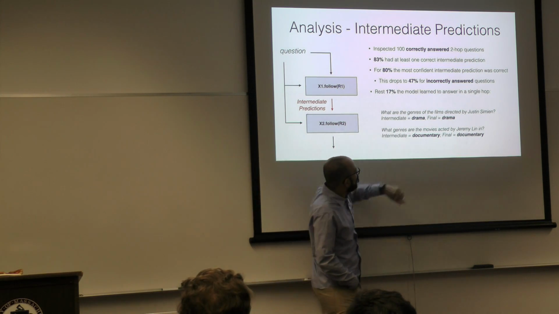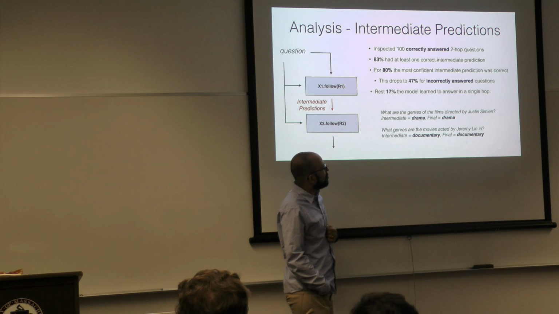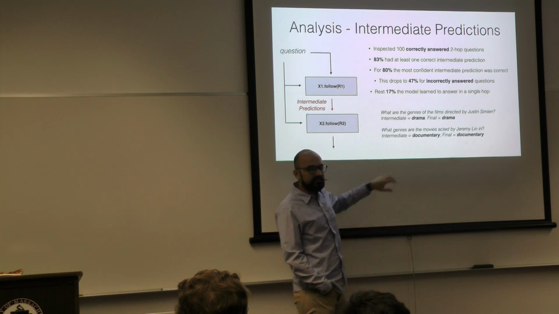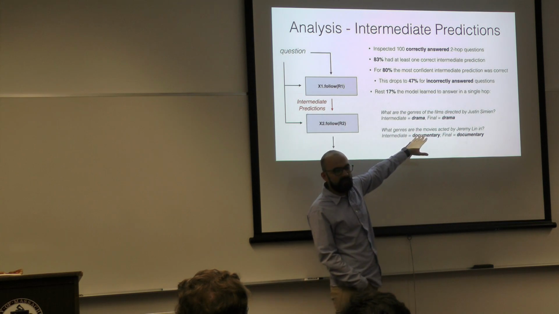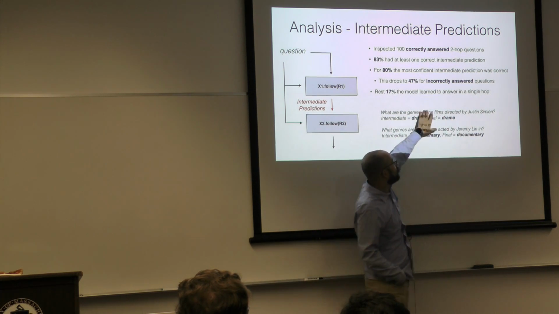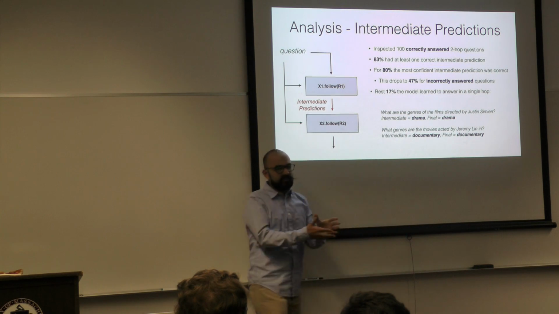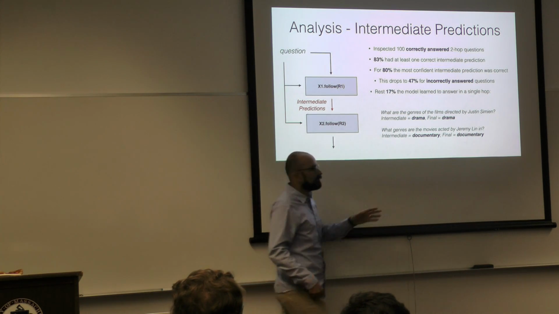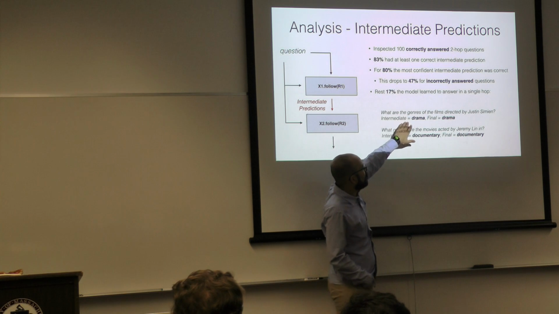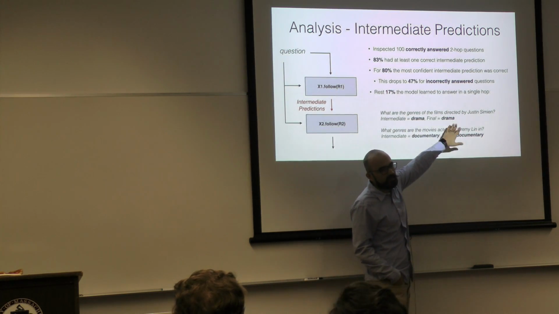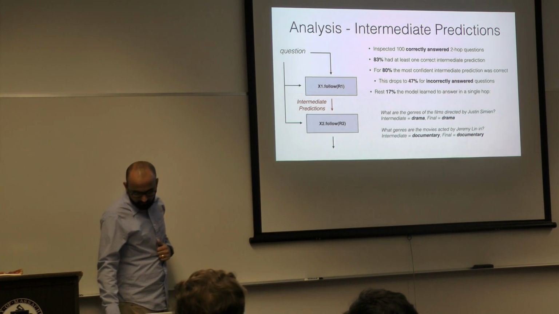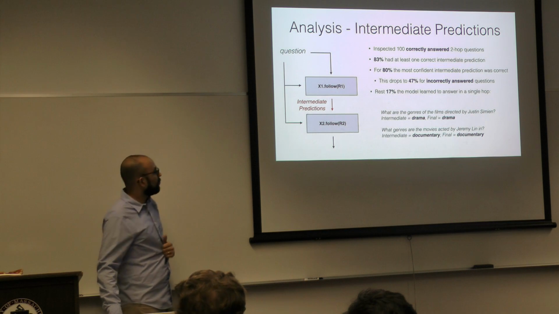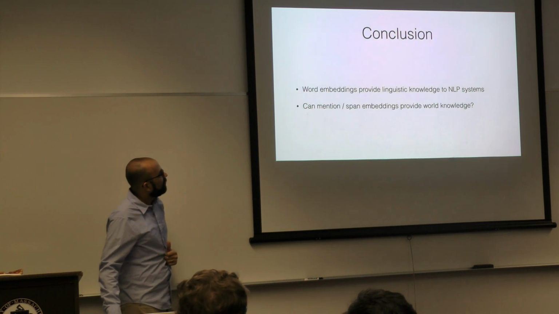So if you have a question like, what are the genres of the films directed by Justin Simien? This can be thought of as a two-hop question, but it can also be answered directly by hopping from the director to the genre, because that information is there in the same passage. So in this case, the model just learned to answer the question in one hop and copy over that answer to the second hop. So that's it for the second part as well.